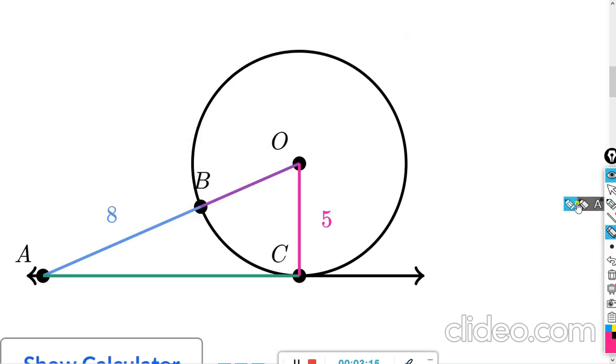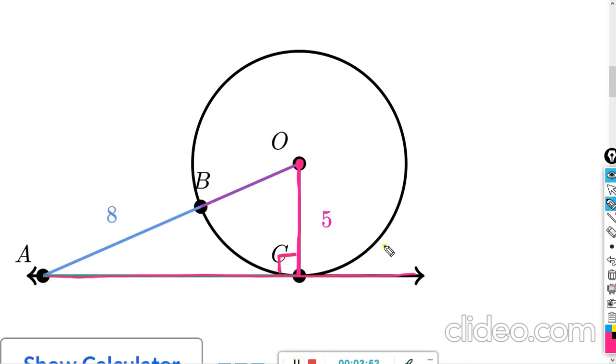The other thing you want to remember, if you draw a radius, they said circle O, so this has to be the center. And that would make this a radius. And this line right here, AC, is a tangent line. So if you draw a radius to the point of tangency, it's going to make a right angle. The radius will make a right angle with the tangent line. So this is perpendicular right here. That's a right angle.